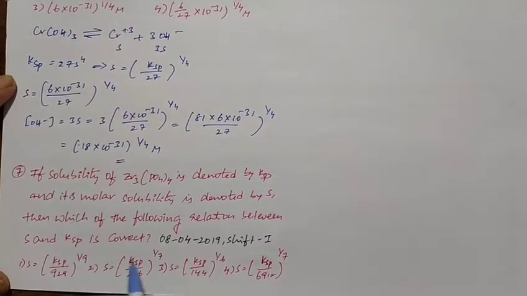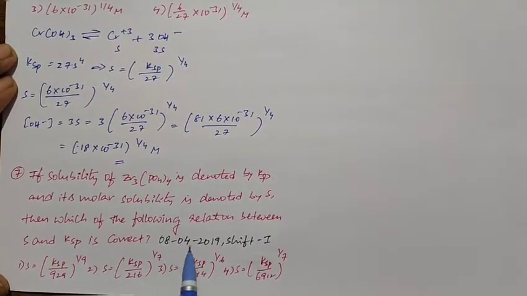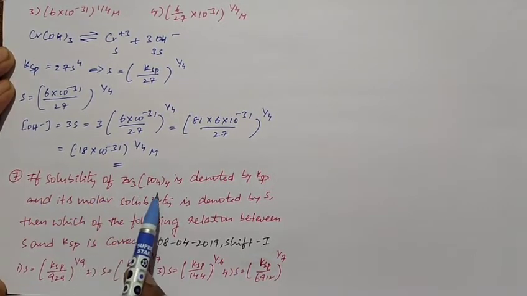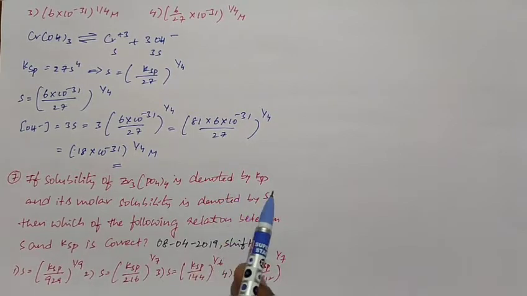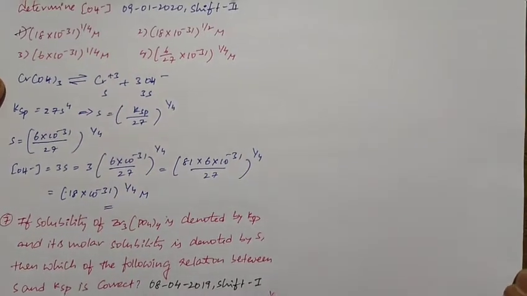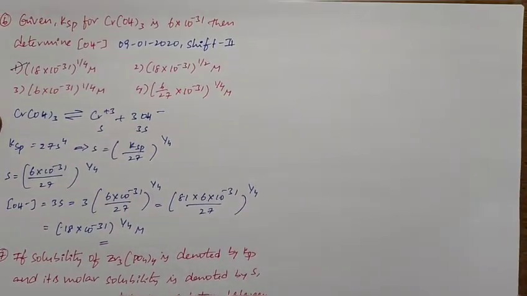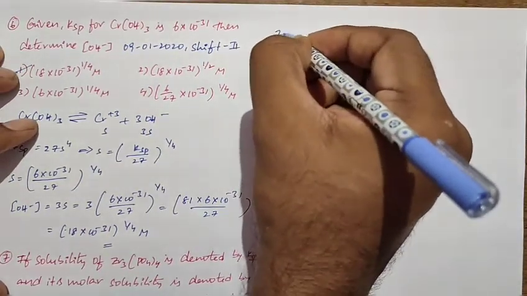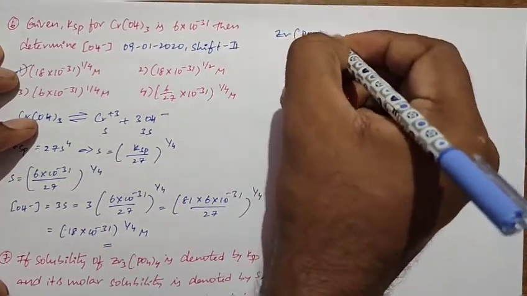Okay students, this is the next question. This question is given in the 8th April 2019 shift 1 paper. If the solubility product of zirconium phosphate is denoted by KSP and its molar solubility is denoted by S, then which of the following relations between solubility and solubility product is correct? So first we need to take the dissociation of the given salt. The given salt is zirconium phosphate.